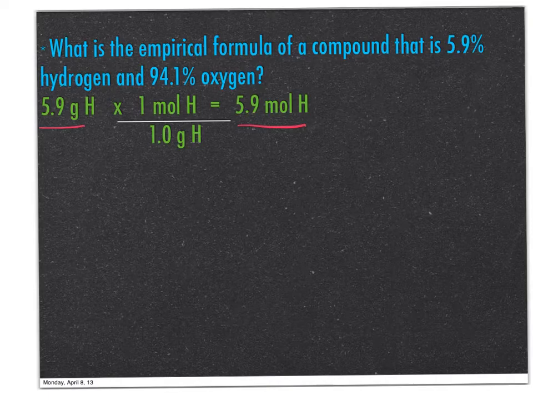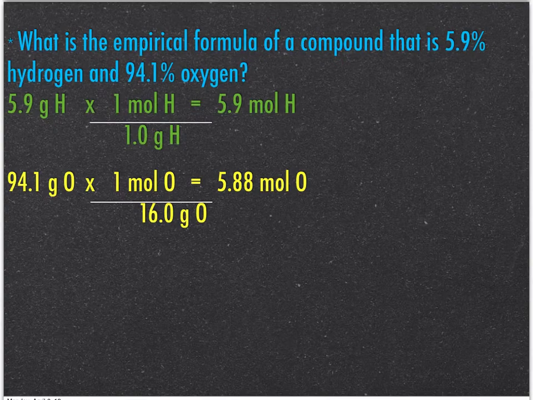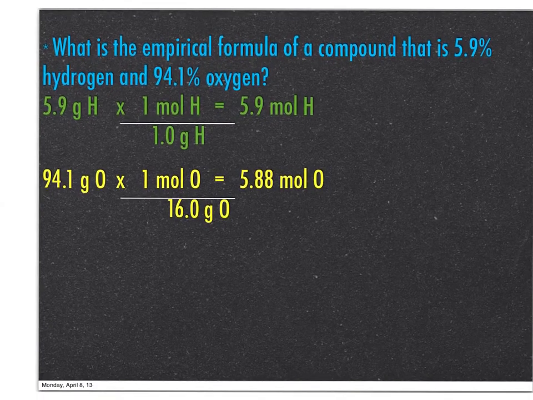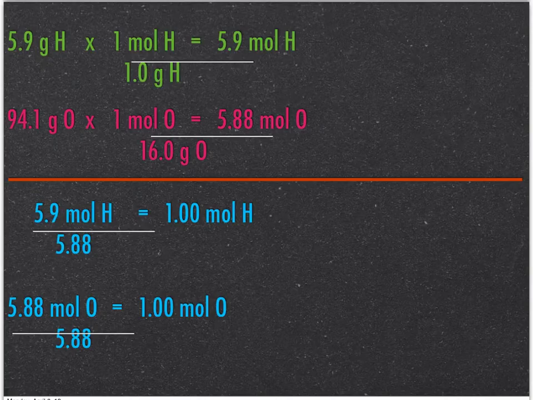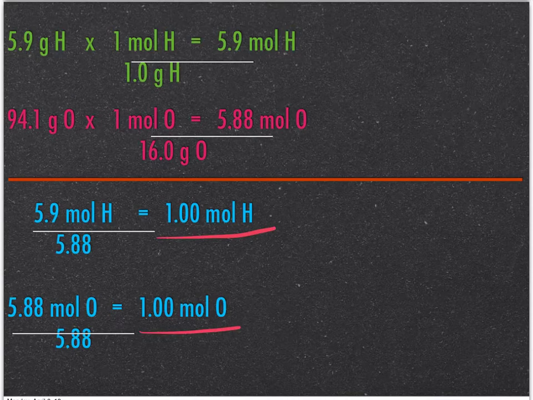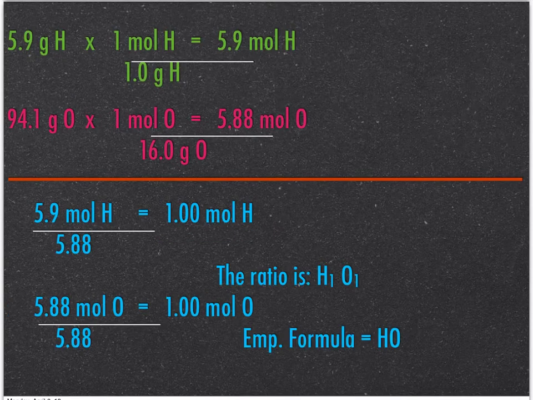We need to do the same thing with oxygen. 94.1% is 94.1 grams. And we divide that by 16. That's the mass. You can see our two final answers are 5.9 moles and 5.88. Obviously very similar. When we divide those by the smaller number, which is 5.88, we're going to get a 1-to-1 ratio. 1 mole of hydrogen for every 1 mole of oxygen. And our ratio is 1-to-1.